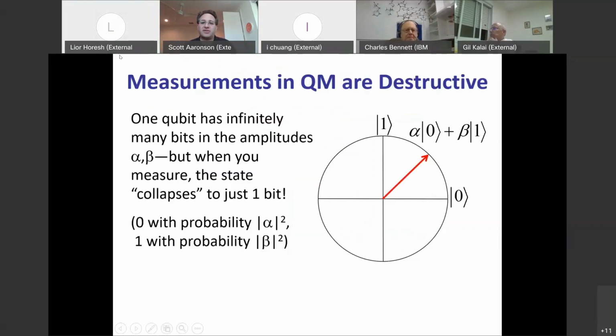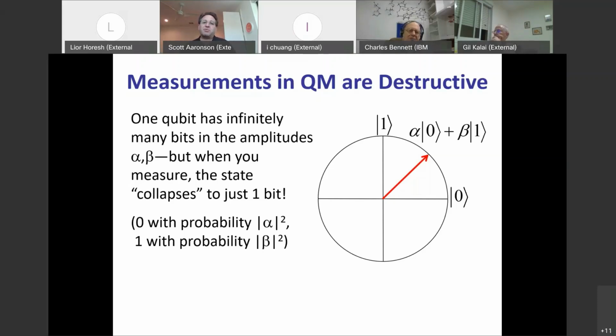Let me set the stage for this. As you heard in Charlie's talk, a central feature of quantum mechanics is that measurements are inherently destructive operations. If we consider just a single qubit, like alpha 0 plus beta 1, then in some sense a qubit already takes infinitely many classical bits to specify, because alpha and beta can be complex numbers, and there's a whole continuum of them.